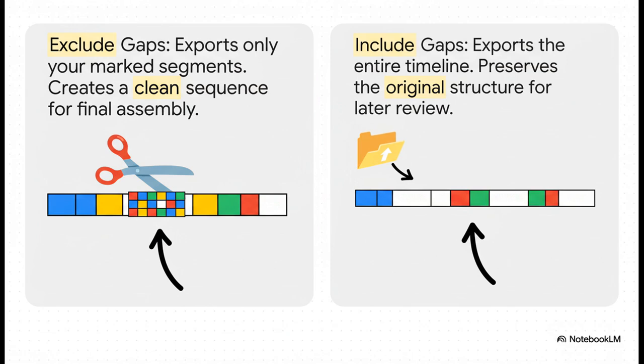Now, when you export, you do have a key decision to make. You get 2 main choices. Exclude video between clips gives you a clean, tight timeline with just your greatest hits back-to-back, which is perfect for jumping right into the assembly edit. The other option, include video, preserves the whole timeline with gaps between your clips. This is great if you think you might need to go back and find something you missed. It's all about giving you control over your workflow.